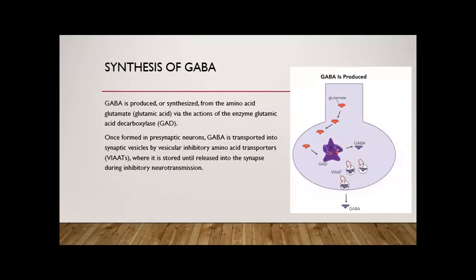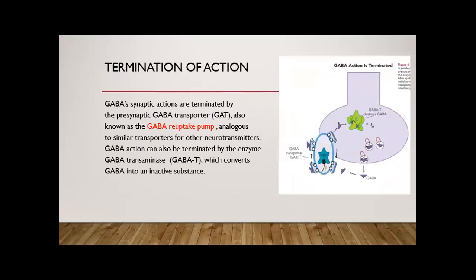So in this slide, GABA is produced by amino acid glutamate with the action of enzyme glutamic acid decarboxylase. Termination of action. GABA synaptic actions are terminated by presynaptic GABA transporter, also known as GABA reuptake pump, similar to transporters for other neurotransmitters. GABA action can also be terminated by the enzyme GABA transaminase.